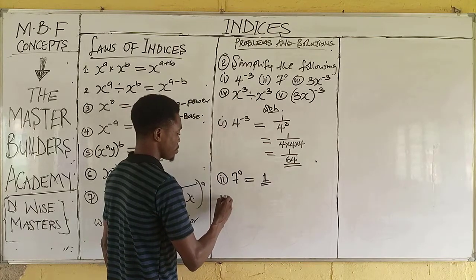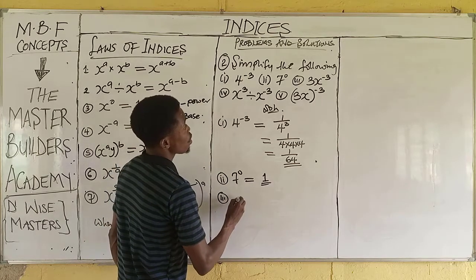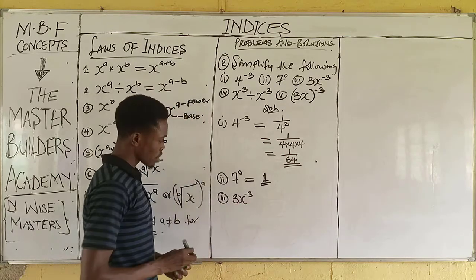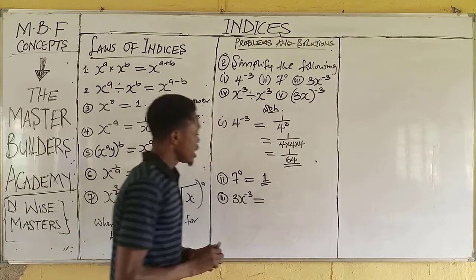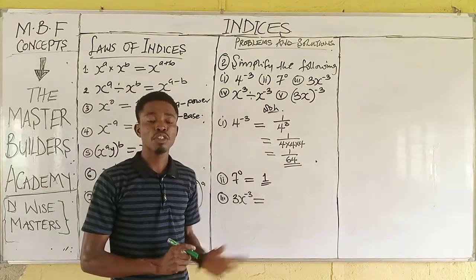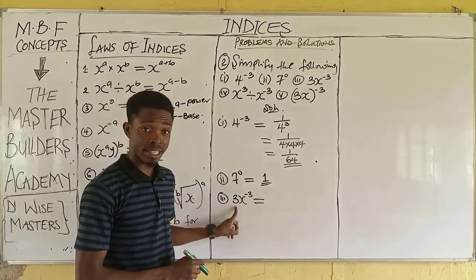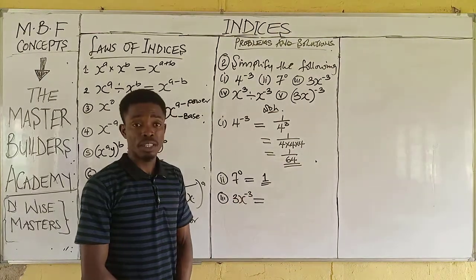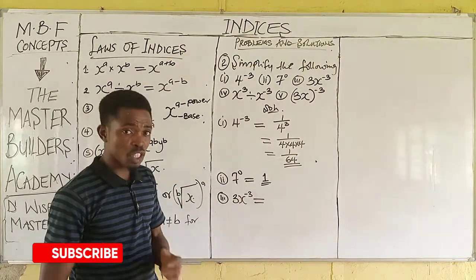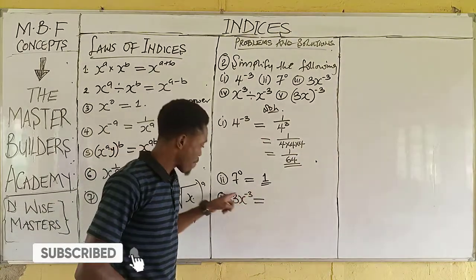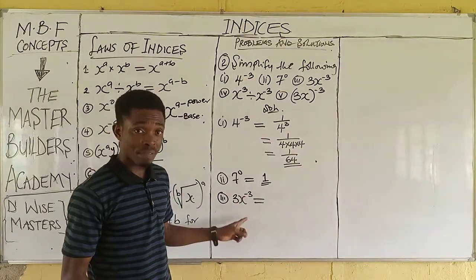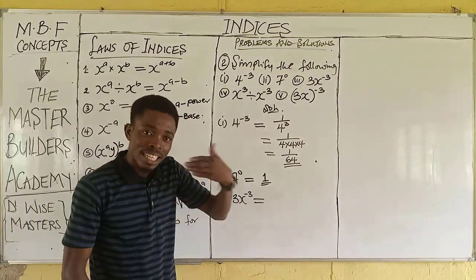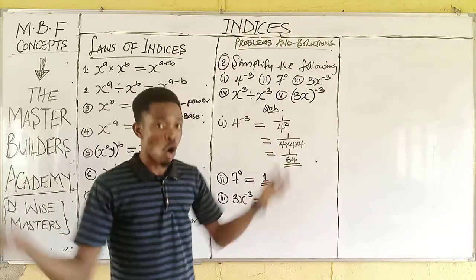The Roman figure 3, we have 3x raised to the power minus 3. Guys, you need to examine this question very well. Is minus 3 affecting both 3 and x? Of course, 3 is a base, x is a base, that means 3x is not a single base, while minus 3 is the power. Now, the first thing you need to do is, does this minus 3 affect 3? Of course not. It only affects x, because if you want to pronounce this, this is 3 times x raised to the power of minus 3, not all raised to the power minus 3.